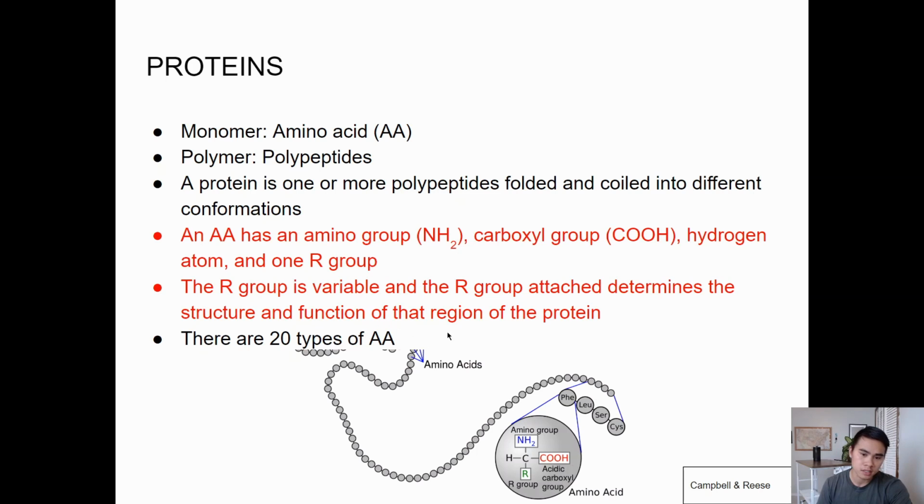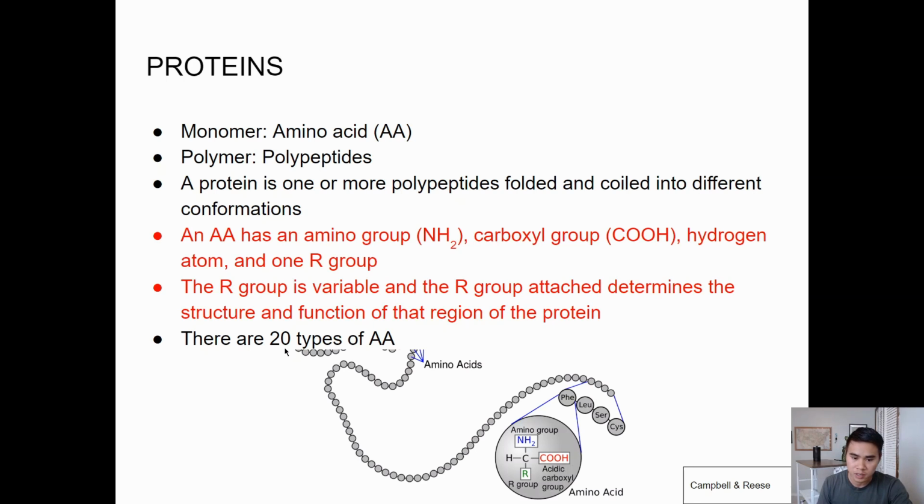And then the type of R group determines the structure and function of that protein. So remember how we were talking about functional groups, and the property of the functional group determines how it is going to create interactions, whether it's polar, nonpolar, things like that. The R group is the same way. The R group is ultimately what determines the structure and the function of that protein.